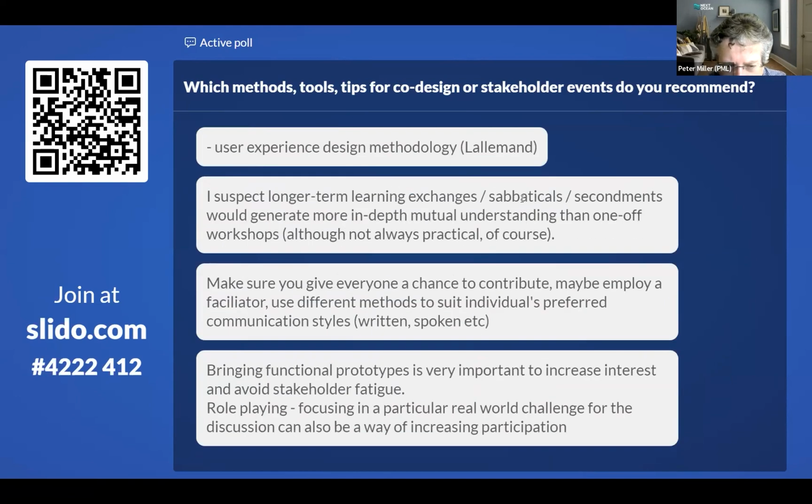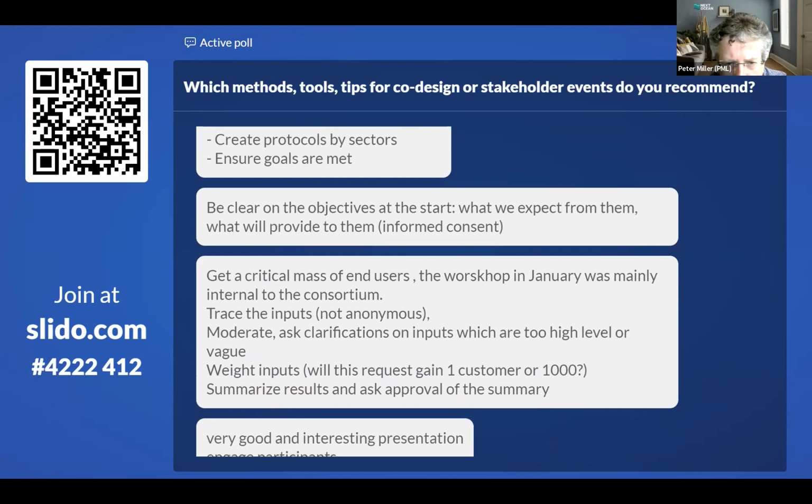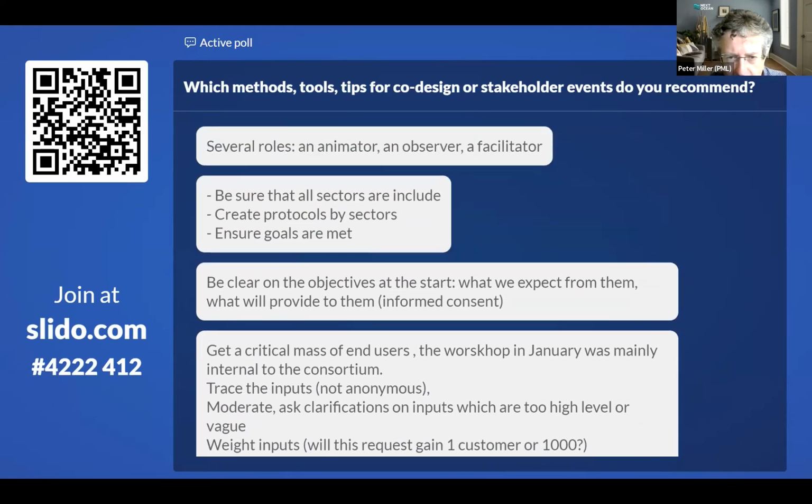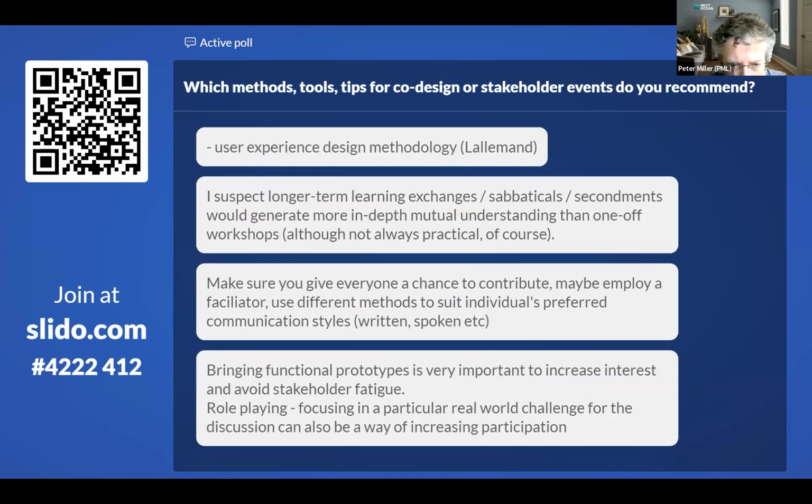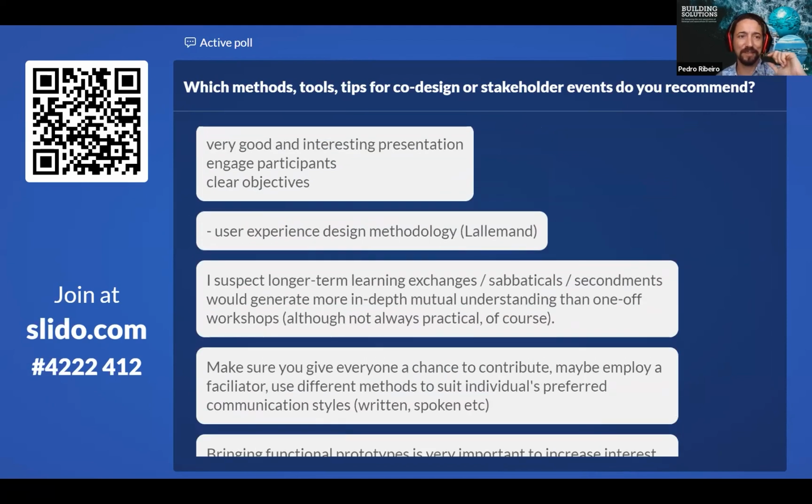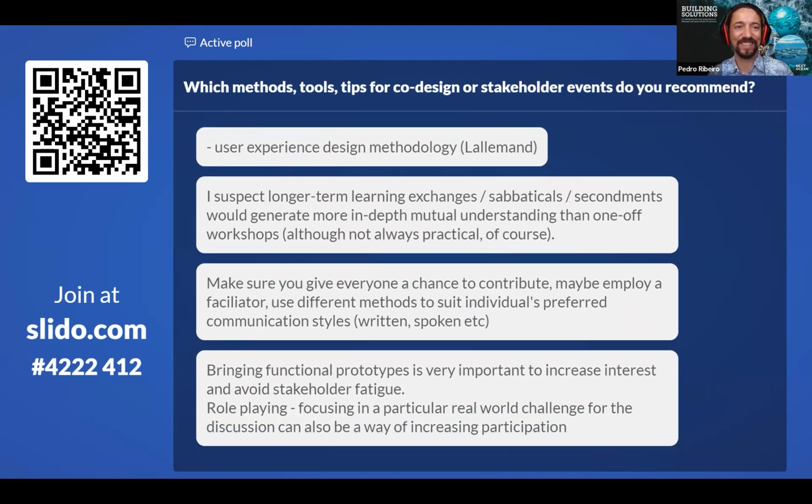Oh yeah, is whoever mentioned functional prototypes able to give me a bit more information about that? Actually, I was the one that mentioned that, Peter. It's just because of my experience, people were tired of looking at PowerPoints and these plans, and they actually want to have things that they can interact with. They can go to a website and download something and look at that.